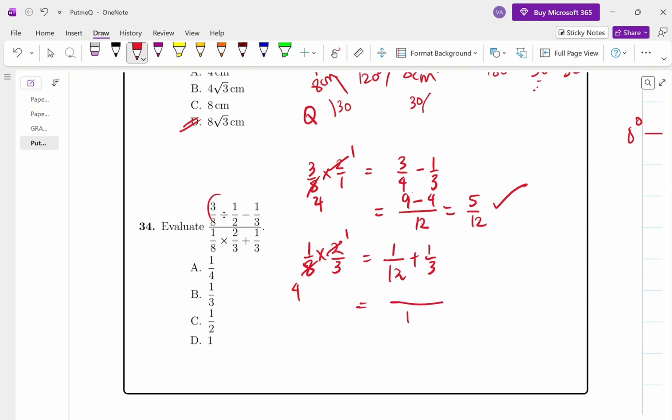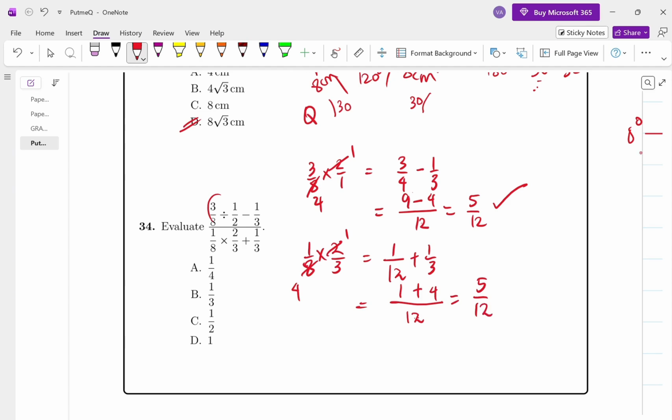So the LCM is 12. 12 divided by 12 is 1. 1 times 1 is 1. Plus 12 divided by 3, that's 4. And then 4 times 1 is 4. So this becomes 5 over 12.